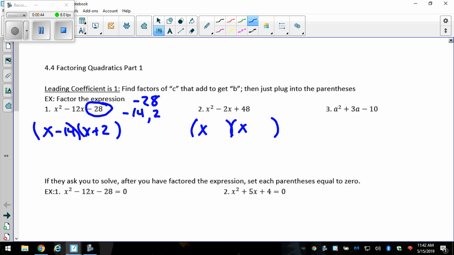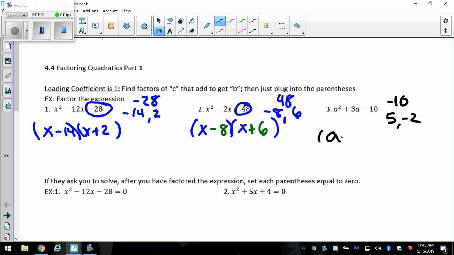So let's try again. Again, we're going to find factors of the 48 that add to get negative 2. So that's going to be a negative 8 and a positive 6. So those numbers just go right here, negative 8 and positive 6. So our last one, factors of negative 10 to get 3. Negative 10 to get 3 would be a positive 5 and a negative 2.